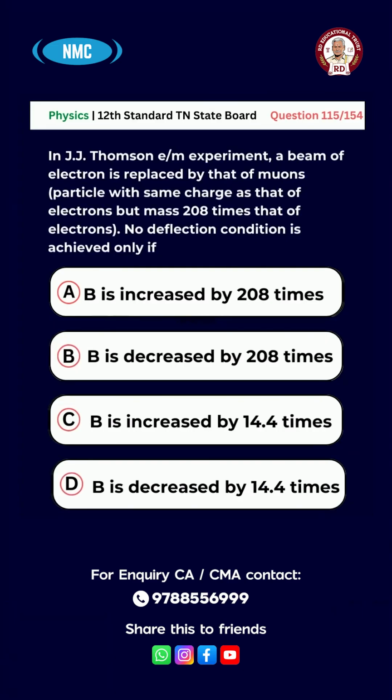Question number 115. In J.J. Thomson e/m experiment, a beam of electrons is replaced by that of muons, particles with the same charge as that of electrons but mass 208 times that of electrons. No deflection condition is achieved only if option A, B is increased by 208 times, B, B is decreased by 208 times, C, B is increased by 14.4 times, D, B is decreased by 14.4 times. The right answer is option C, B is increased by 14.4 times.